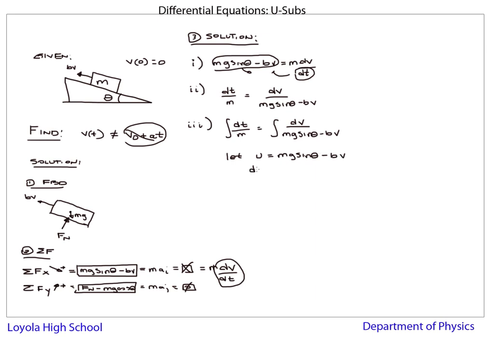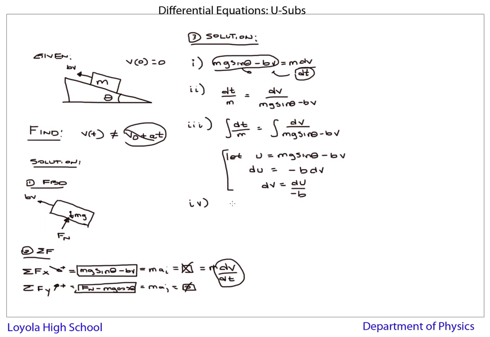Therefore du, be careful with my u's and v's here, is equal to the derivative of a constant, which is 0, and the derivative of this term is minus b dv. Therefore dv is equal to du, the u is going to be a little rounded compared to my v's, over minus b. So I can rewrite the integral. After this little side dish, I'm going to go to step 4.